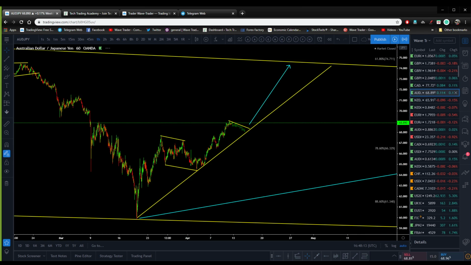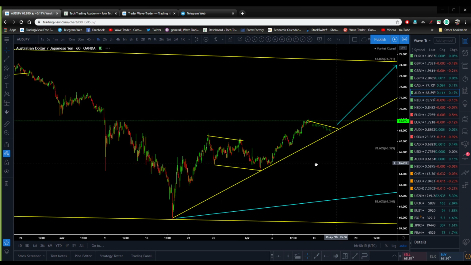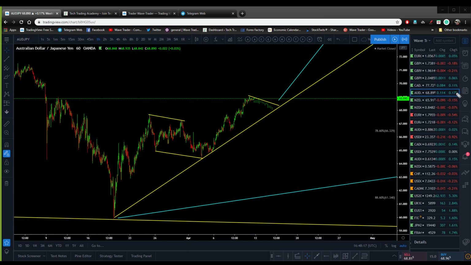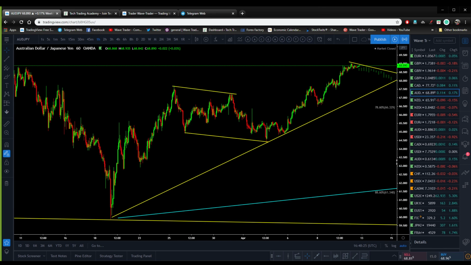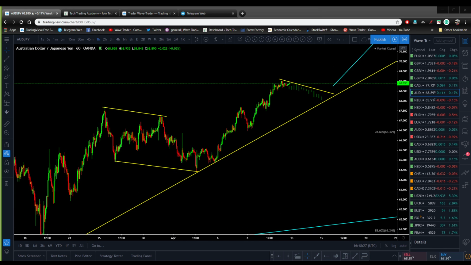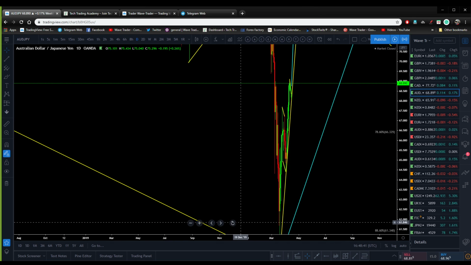Aussie yen. Okay, so last week we were expecting this breakout, and we had that breakout. So for next week, same analysis like the Australian dollar, US dollar. Form another correction and breakout and continue to go higher. If you look at the bigger time frame analysis, it is very much similar to the CAD yen.